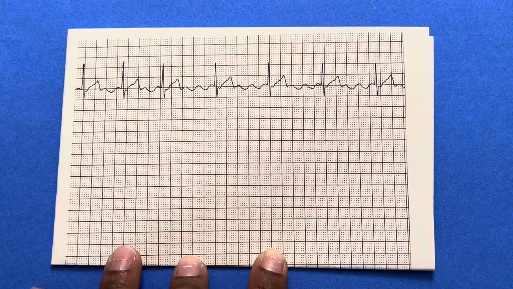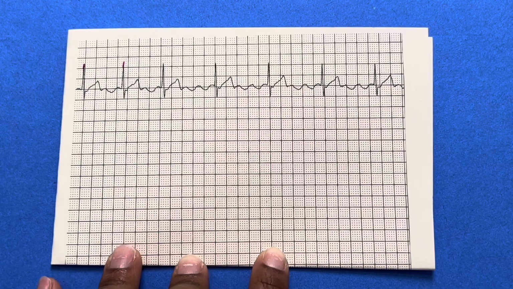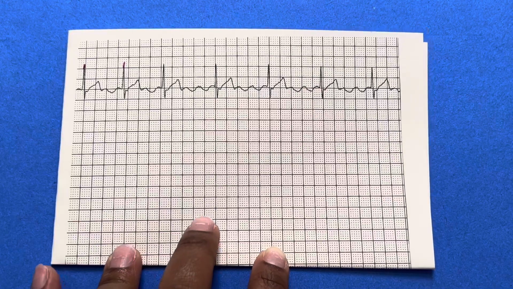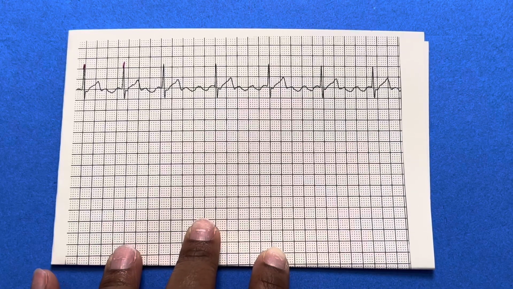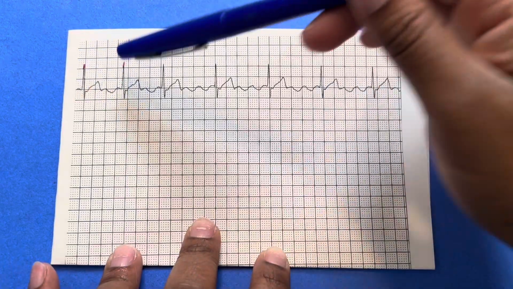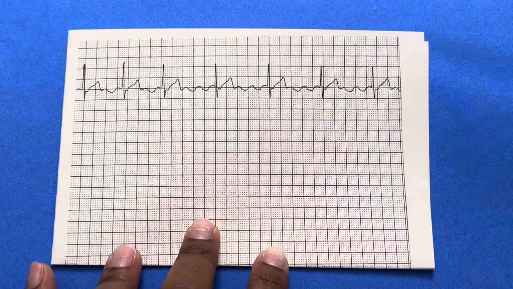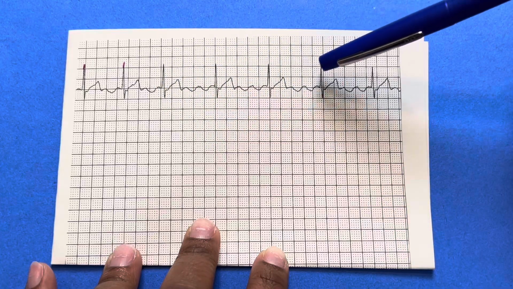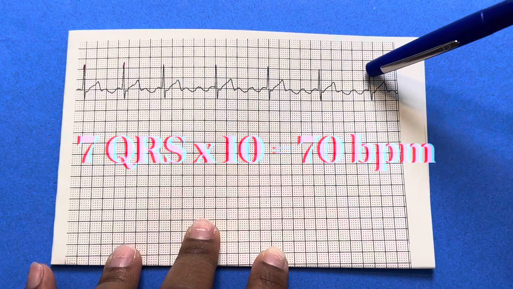Okay, I have a 6 second strip here. I've already calculated all of this. I cut it up so that it was only 6 seconds, especially for this video. So let's count. Remember, with the 6 second method, all you do is count the number of QRS complexes and multiply by 10. So I have 1, 2, 3, 4, 5, 6, 7 QRS complexes.